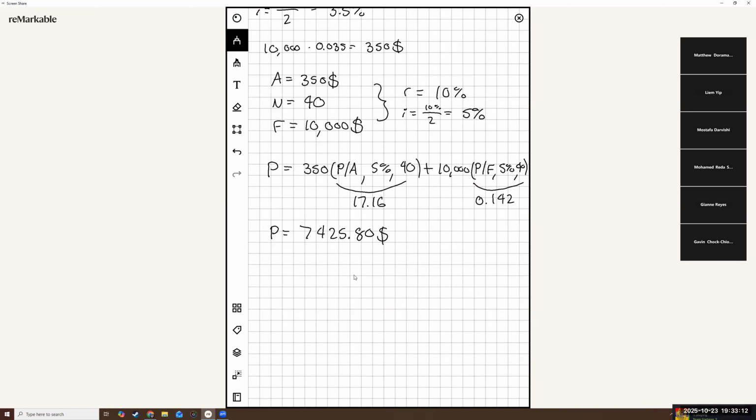So therefore, you should never pay any more than this to buy this bond. If you're paying less than this, then it's a good deal. If you're paying exactly this, well, there's no profit, it's zero. But any more than this and you're losing money.